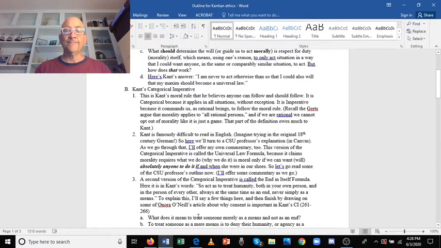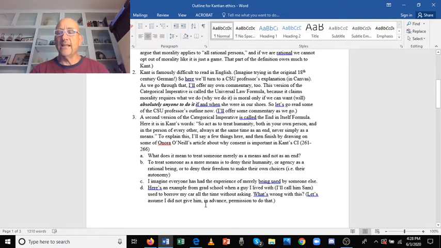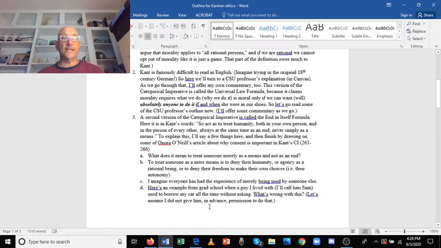Let me go back to the outline. So a second version of the categorical imperative is called the end in itself formula. And here it is in Kant's words. Let me give you the outline again. It's B3.